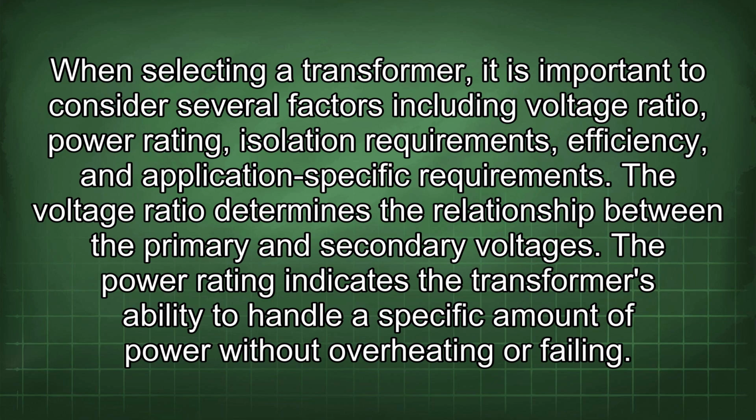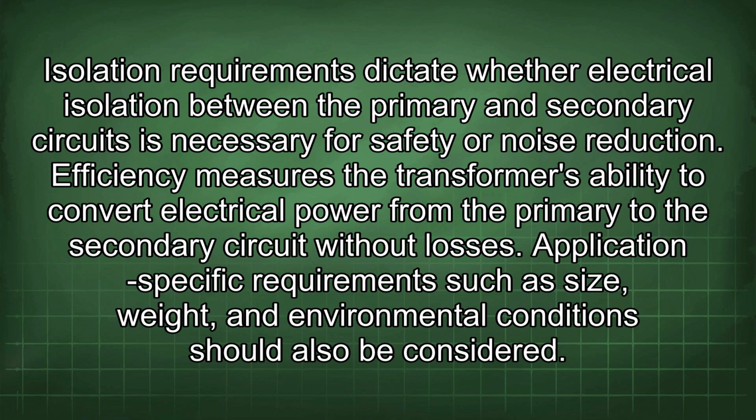When selecting a transformer, it is important to consider several factors including voltage ratio, power rating, isolation requirements, efficiency, and application-specific requirements. The voltage ratio determines the relationship between the primary and secondary voltages. The power rating indicates the transformer's ability to handle a specific amount of power without overheating or failing. Isolation requirements dictate whether electrical isolation between the primary and secondary circuits is necessary for safety or noise reduction.